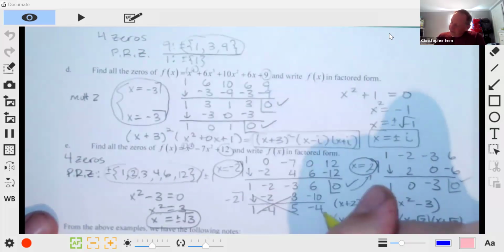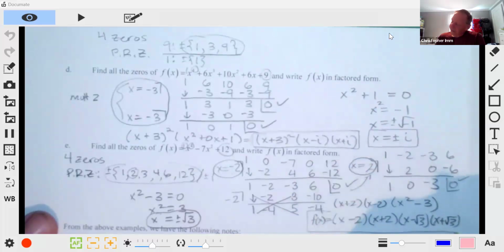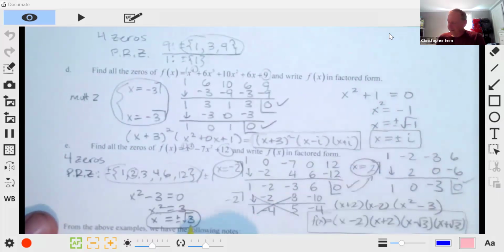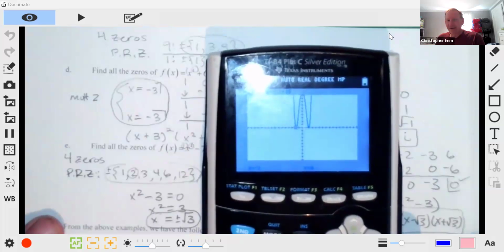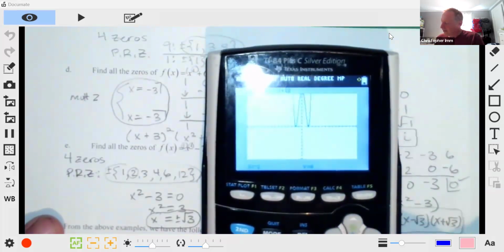Now, the reason that we didn't see these zeros on our list, and it's a good lesson, is because they're not rational. Plus or minus √3, they're irrational numbers. They cannot be written as a fraction. So I'm going to come back to my calculator here, and I'm going to zoom in just to see what's going on here.